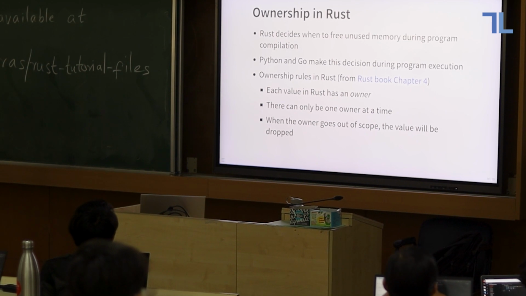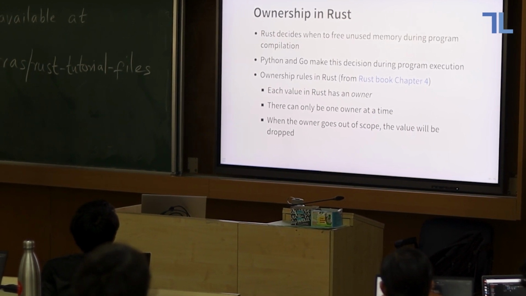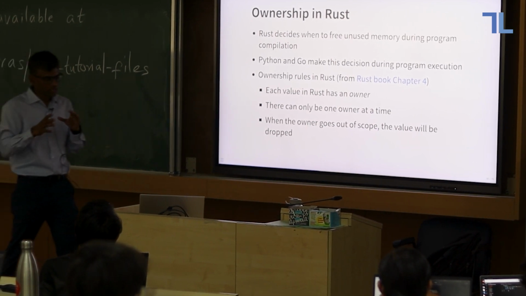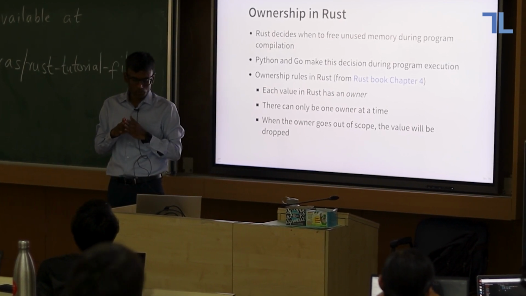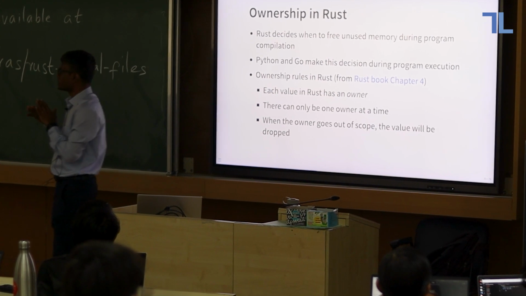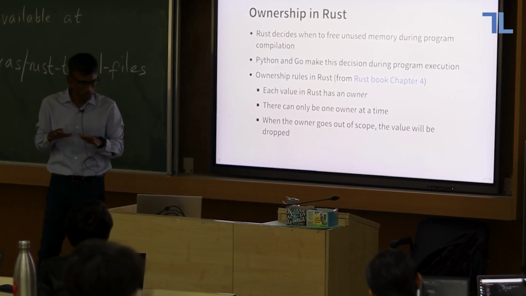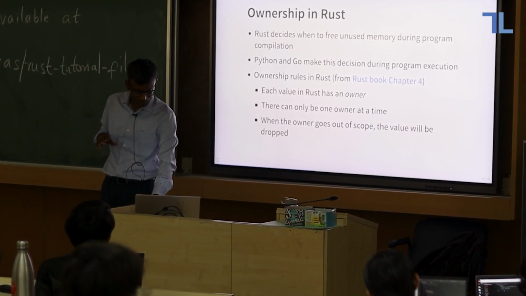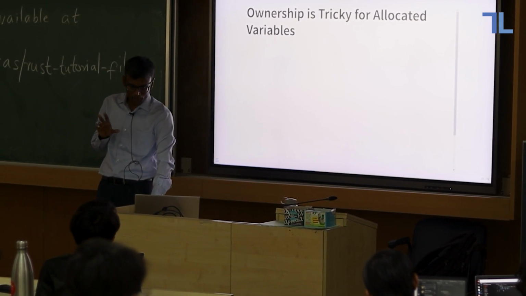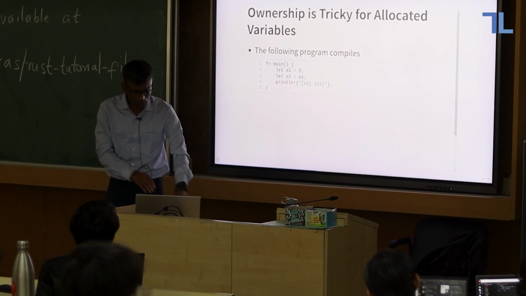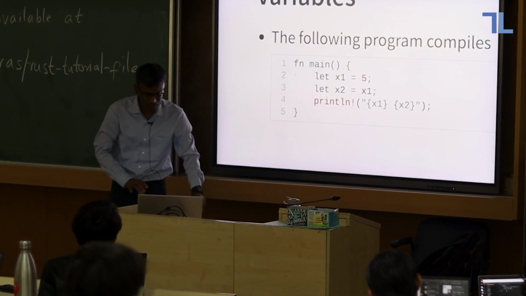Once a variable is dropped, if you try to access that variable, then you get a compiler error. So Rust will decide whether your code satisfies these ownership rules during compilation, to ensure that there are no errors during runtime. Let's look at an example. These rules are very abstract, so it can be tricky for allocated variables. What are allocated variables? The following program compiles, not a problem.